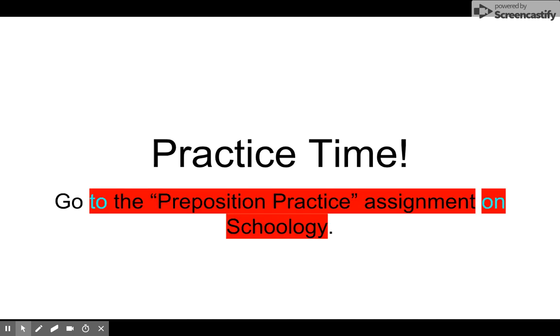All right, now time to practice. Go to the preposition practice assignment on Schoology. Notice that there are 2 prepositional phrases in that direction.